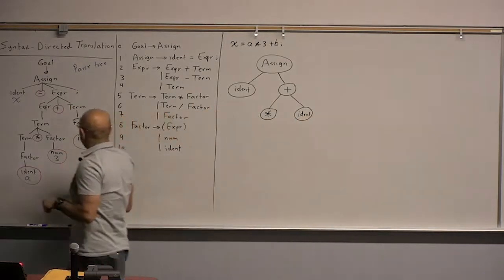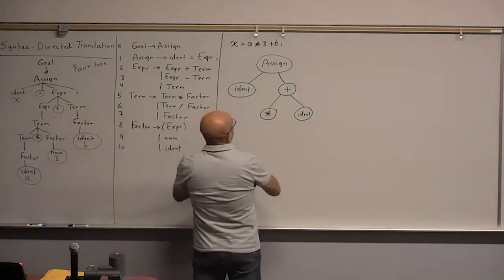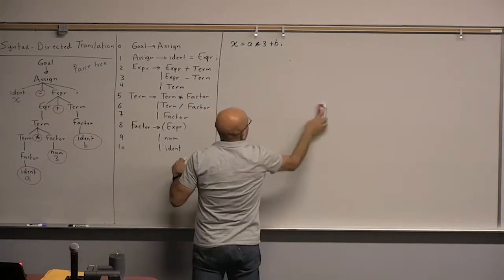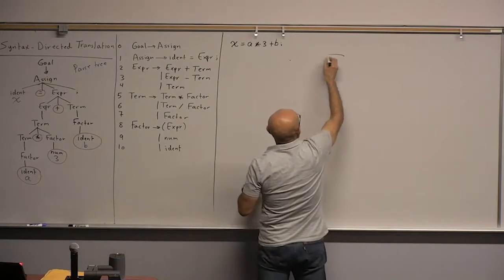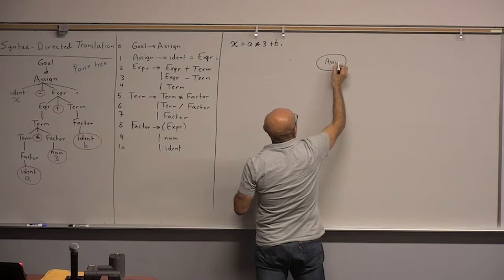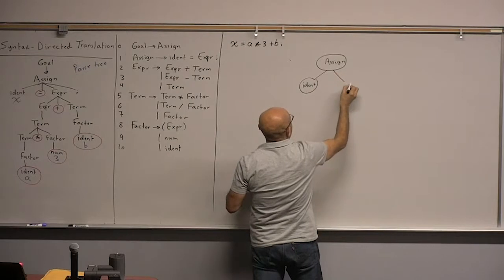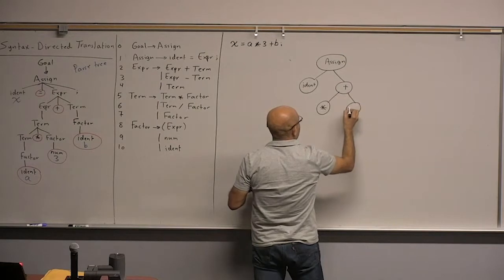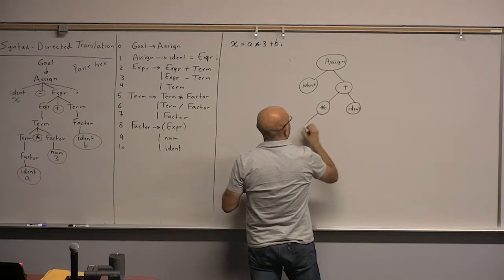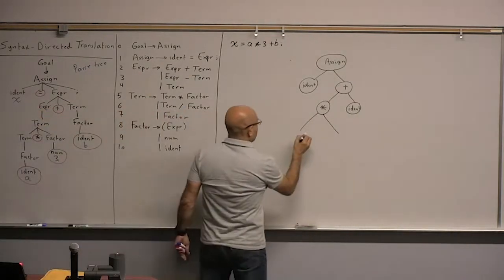The result of the multiplication to the identifier. Okay, let me just move this a little bit. I'm going to just redraw it, so I'm not going to change it. I will redraw it because I need this space here. Okay, so I'm going to do assignment and then identifier, add, multiply, identifier. And what does this add? This multiply, it multiplies the identifier with the number.